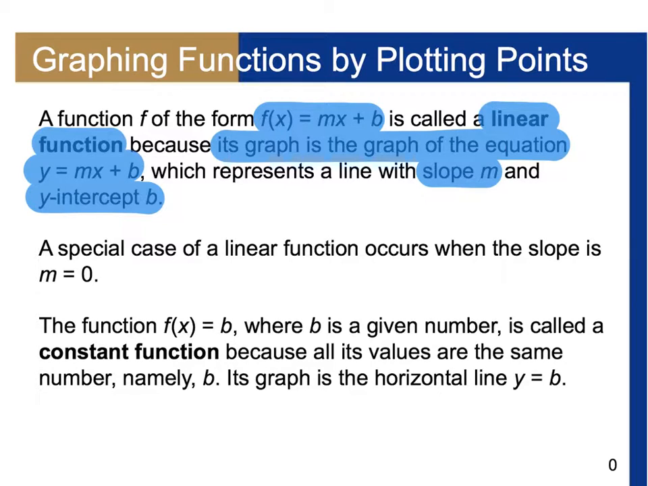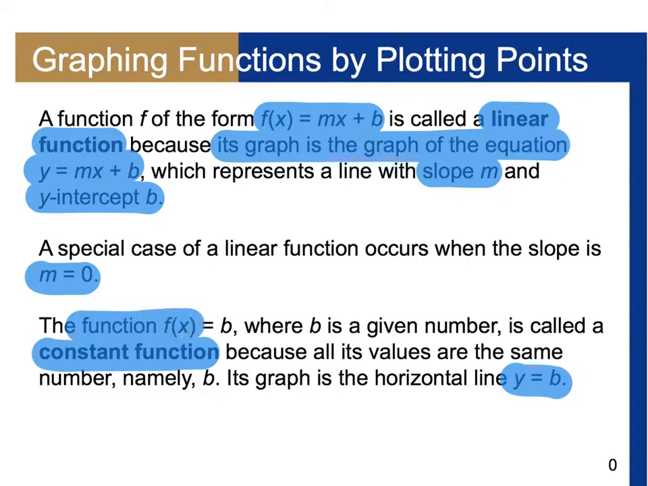Remember, when the slope is 0, we just have y equals some constant. So that would be y equals b. That's called a constant function, and all its values are the same number. So basically, we're going to have the same output for every input. So that would be the function f of x equals b. All its values are the same, and that would be a horizontal line.